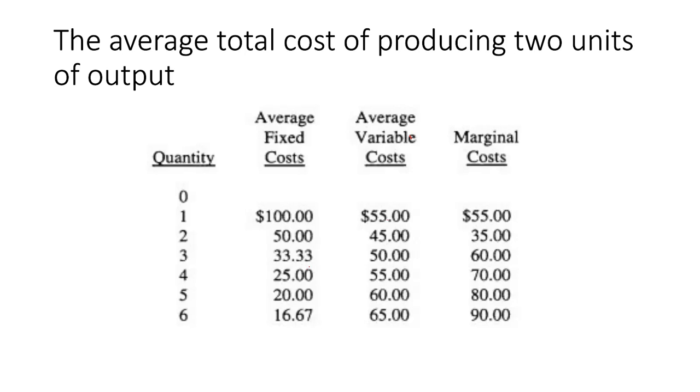We've got this one. $95, right? The average total cost equals average fixed 50 plus average variable 45, which is 95. Marginal cost is just there as a distraction. Now, here's something that I just want to show you.